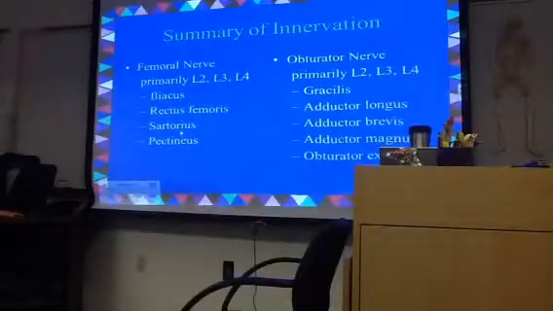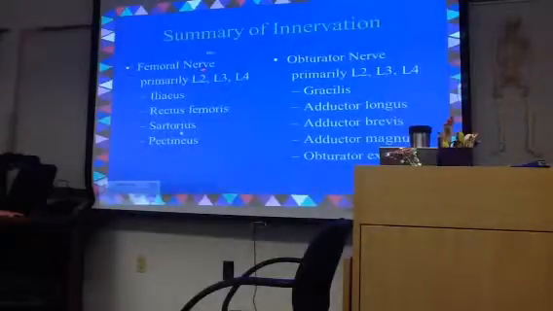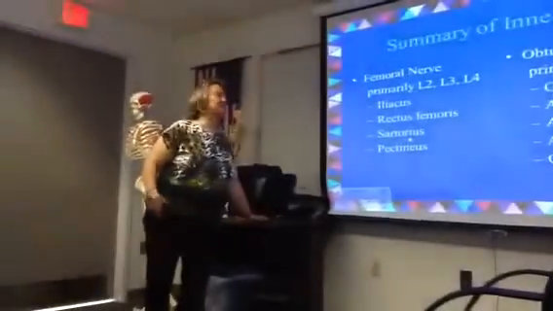Innervations, so the nerve supply to the muscles. Okay, so this kind of breaks it down nerve by nerve. So the femoral nerve primarily comes from these lumbar segments and serves these muscles. Iliacus, rectus femoris, sartorius, pectineus. So that's mostly what? Mostly anterior, the flexion.